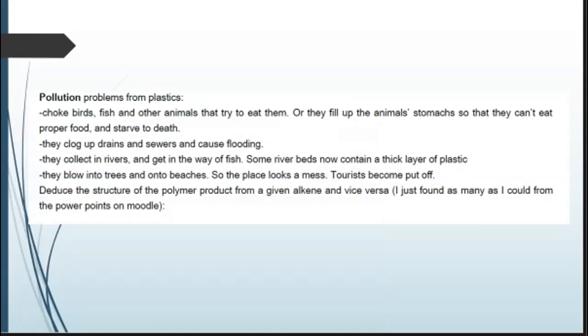Right, we also stopped and talked about pollution and the problem that comes from plastic. We said birds choke on it, fish and other animals try to eat it, and it fills up the animal's stomach and makes it difficult for them to eat. They have problems with digestion and then they die from starvation. They clog up your drains and your sewers. They result in flooding. We have seen that all over Trinidad and Tobago. They collect in your rivers. They get in the way of the fish, right? Some beds are now covered with thick layers of plastic. They blow onto the trees, onto the beaches. They make the place look very messy, and it causes tourists not to come, right? So in Trinidad and Tobago, many of our beaches are heavily polluted, and it makes it difficult for tourists to want to come to Trinidad for the beaches. They tend to go to the other Caribbean islands for that, right?